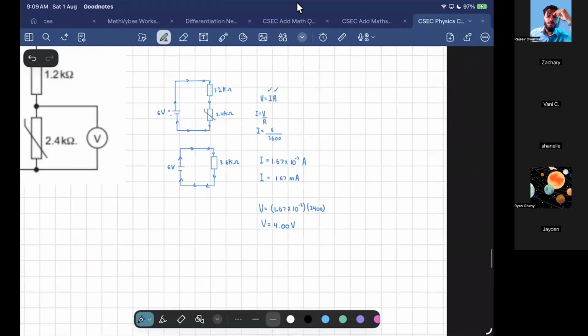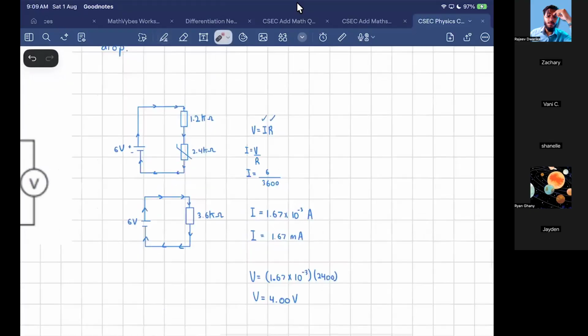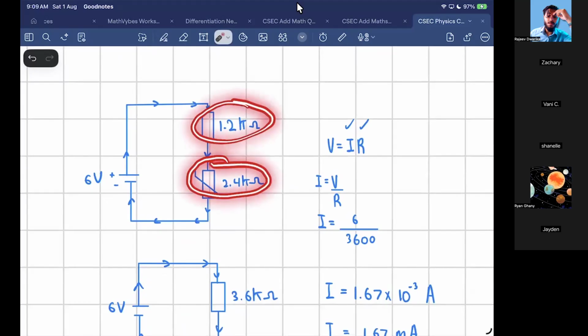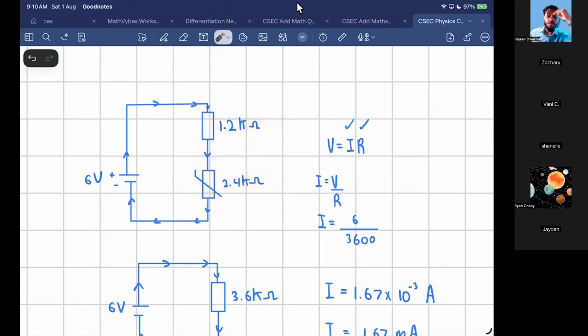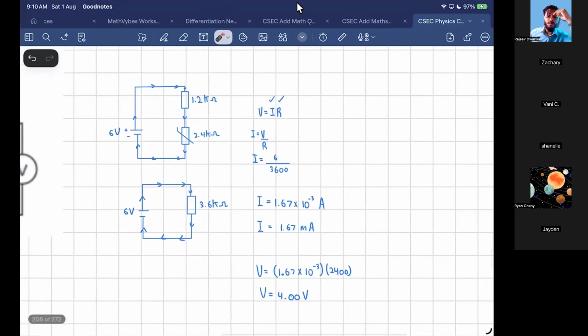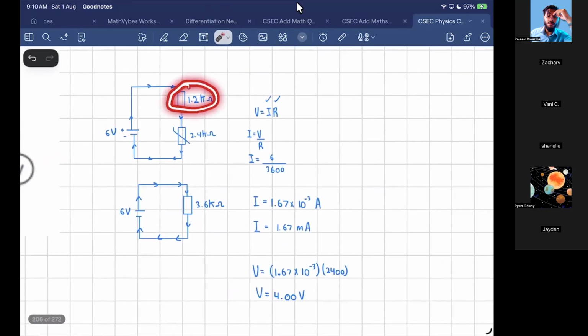Now let me show you something cool. Chanel, at the start of the question I asked you, if you add this voltage drop and you add this voltage drop, what are you supposed to get? If I add the voltage drop across this and the voltage drop across this, what does it give back? The 6. It had to give back 6. So let me see here. I'll give you only 1 minute. Find the voltage drop across the 1.2k. Do that for me. Find the voltage drop across the 1.2k.